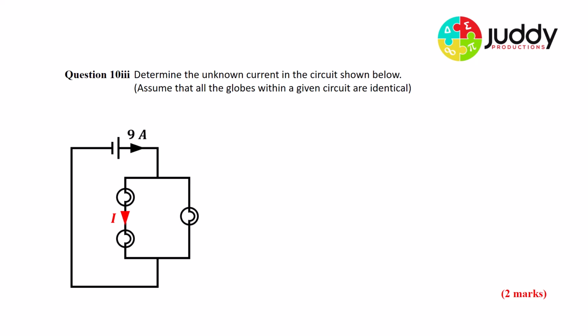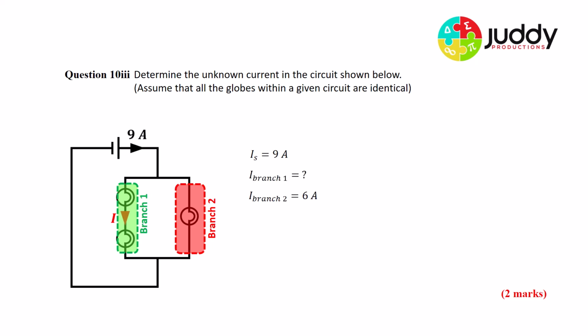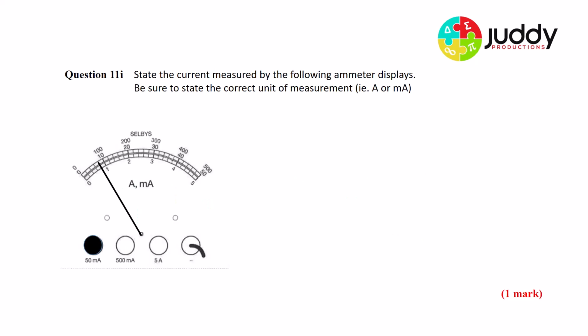10.3, determine the unknown current in the circuit shown below. Once again, we're assuming that all the globes within a given circuit are identical. We just discussed this scenario. We know the supply current coming from the battery was 9 amps. We're looking to work out what is the current in branch 1. And from our previous question, we worked out the current in branch 2 was 6 amps. The supply current must split up. Some of it will go into branch 1 and some will go into branch 2. So if I've got 9 amps coming from the battery, 6 of it going into branch 2 on the right hand side, that will leave me with 3 amps going through branch 1 on the left hand side. So the unknown I current in this diagram will be 3 amps.